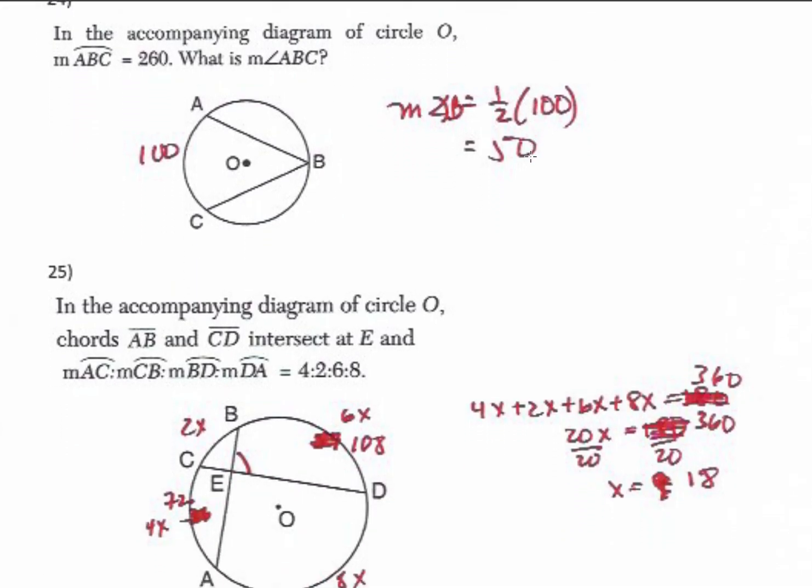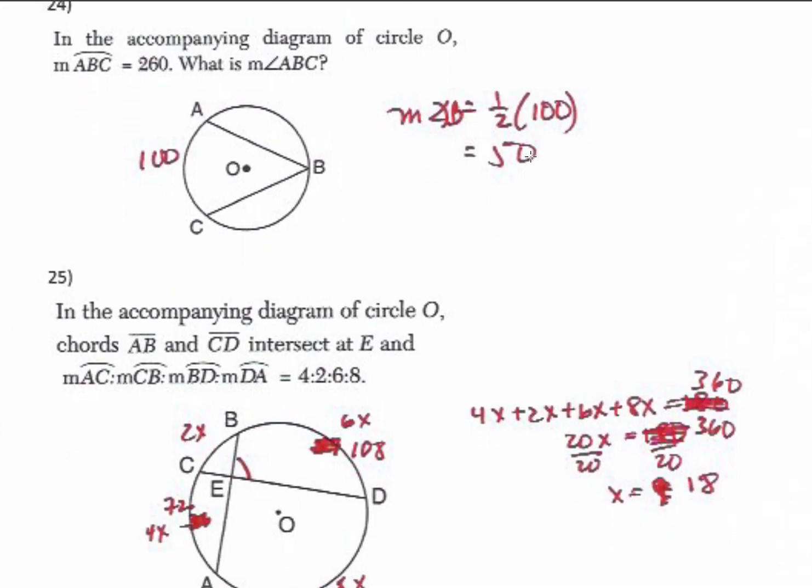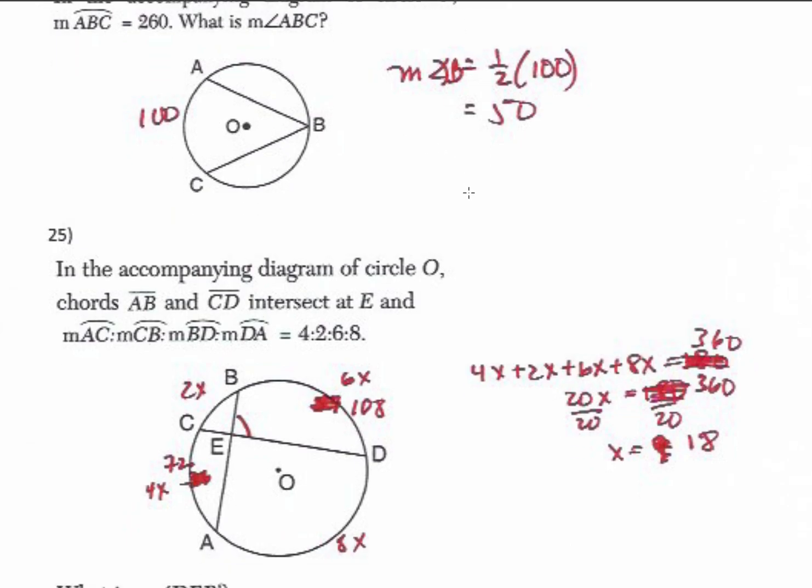Number 24, in the accompanying diagram of circle O, the measure of arc ABC is 260, and that's what we call the major arc. It's A through B around to C. That's the 260. So the part that I need here from A to C the short way, the minor arc, is 100. So what's the measure of the angle? The angle's on the circle. It's not a secant and a chord. So it has to be half the arc, because it's two chords. So half of 100 is 50.